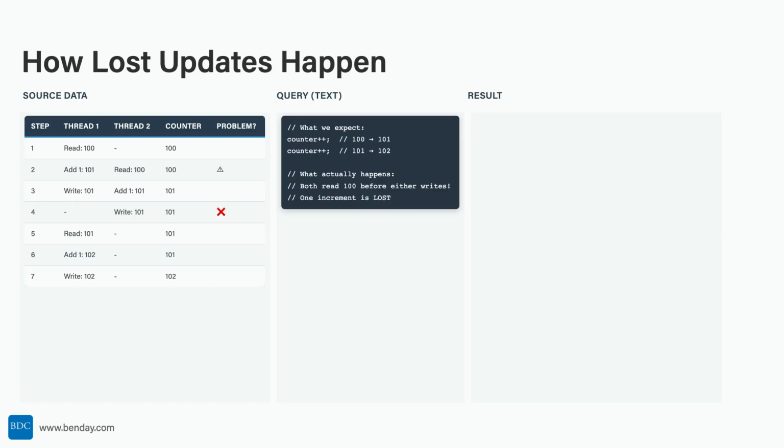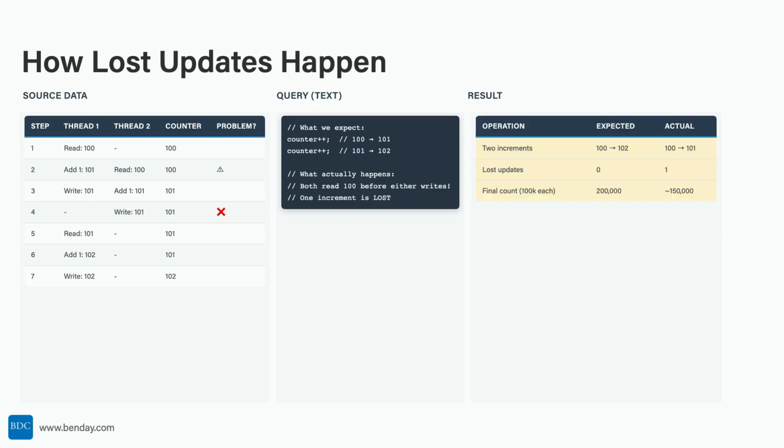We did 2 increments but only got 1. That's the lost update. See the problem? 2 increments should give us 102, but we only got to 101. Multiply this by 100,000 iterations and you see why our final count is way off. This timing problem happens at the CPU instruction level. It's invisible in your code, but devastating in your results.